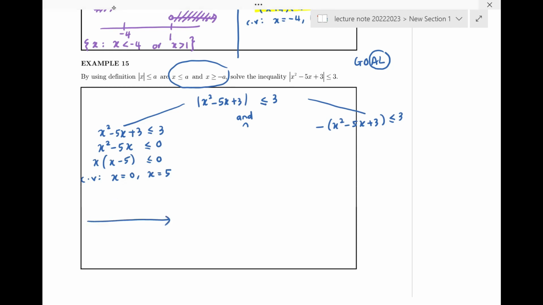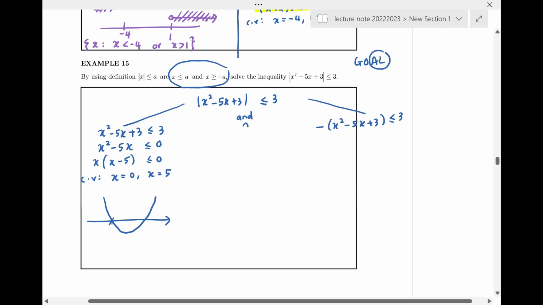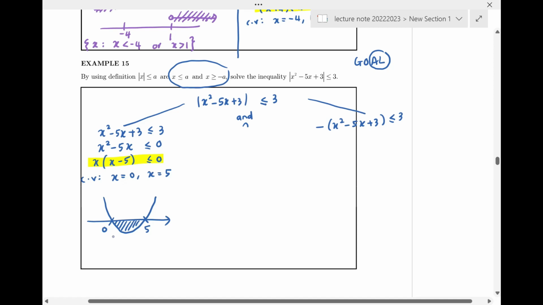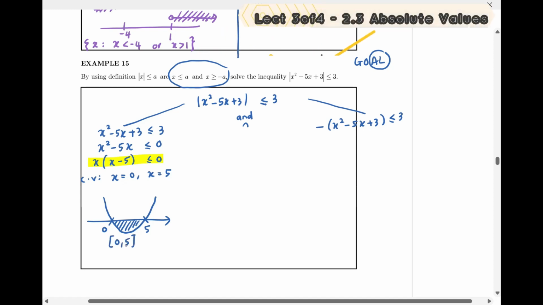Then we'll sketch the smiley graph with 0 and 5. So here I highlight first, which I have less than 0. So I have to take the one below the line. Okay, so below the line is here. So the answer for the first inequality is actually between 0 and 5. Okay, so this will be the first one.